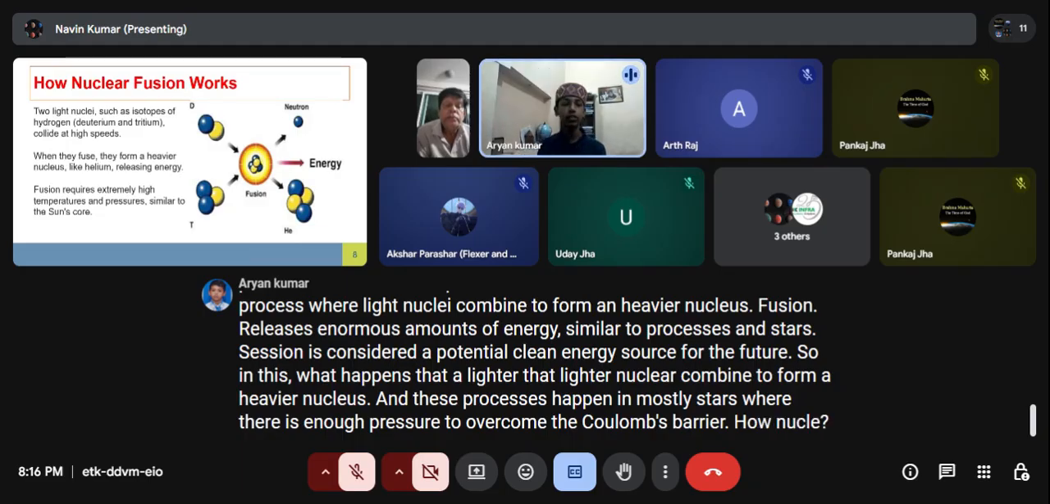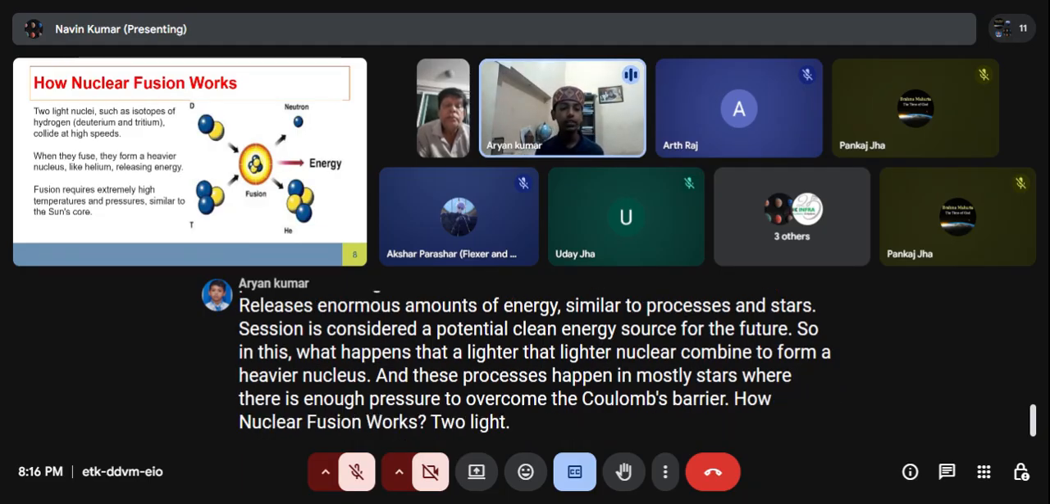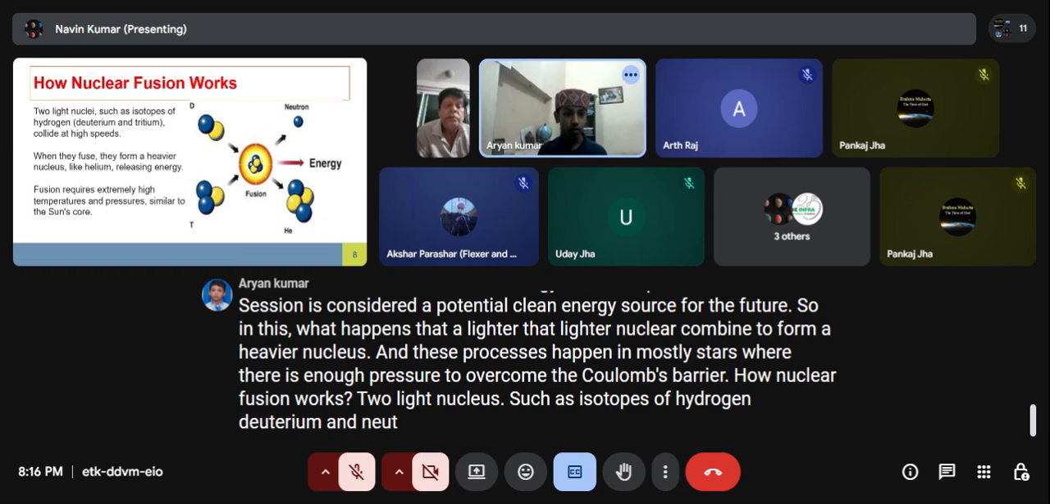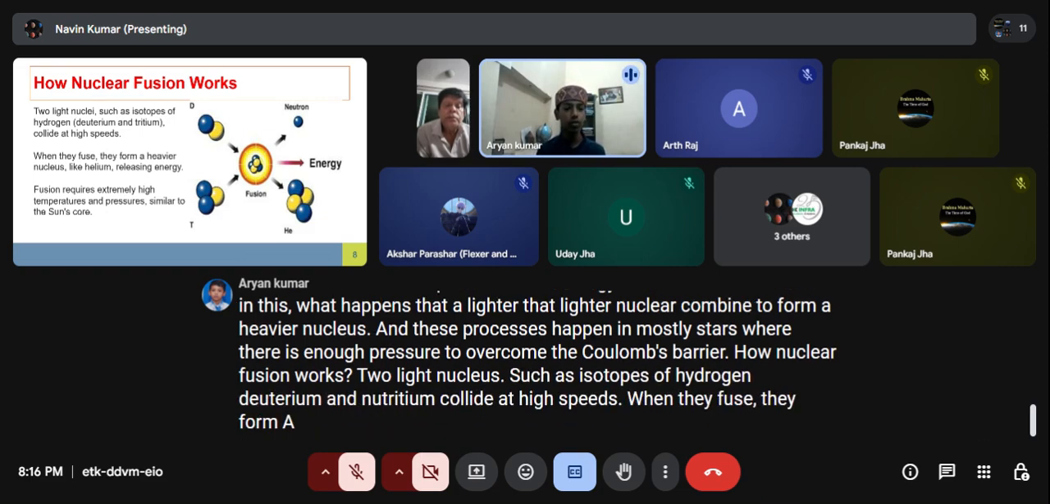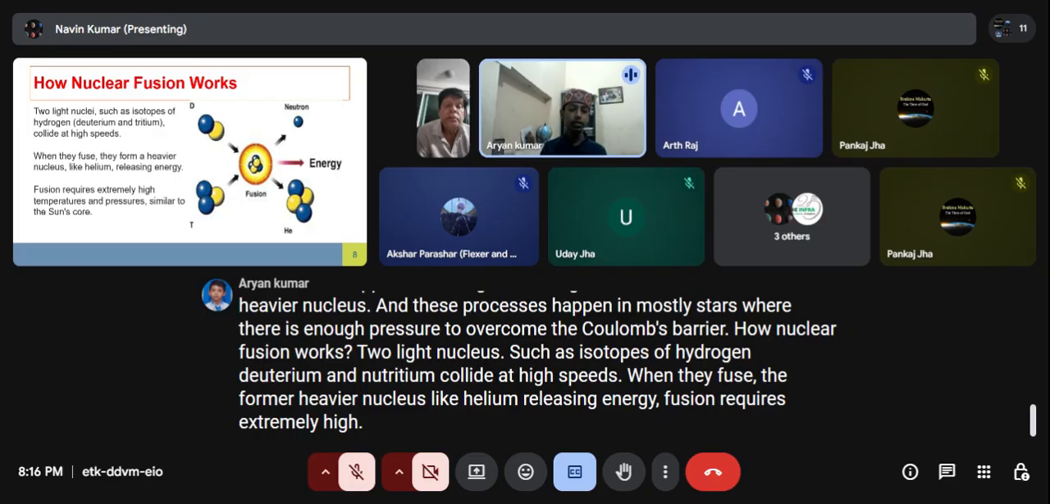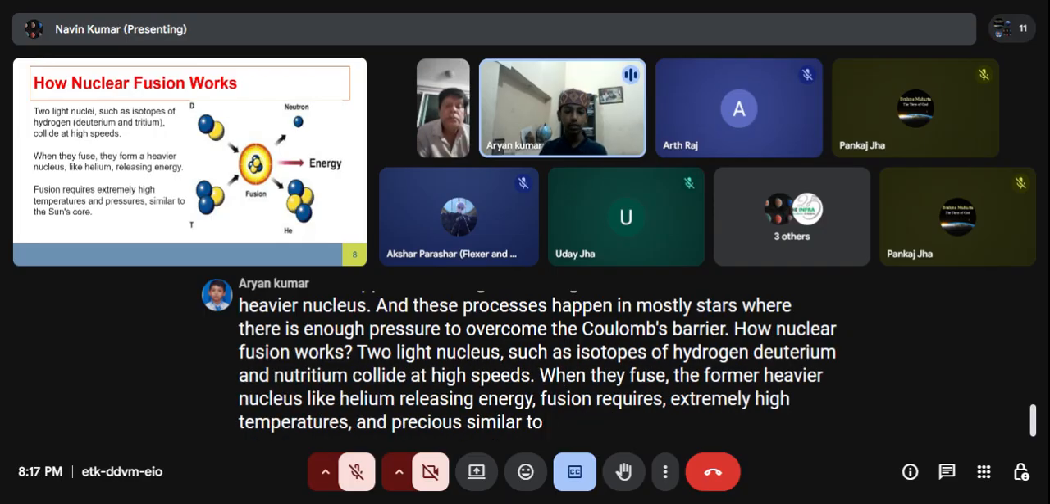How nuclear fusion works. Two light nuclei, such as isotopes of hydrogen, deuterium and tritium, collide at high speeds. When they fuse, they form a heavier nucleus, like helium, releasing energy. Fusion requires extremely high temperatures and pressures similar to the sun's core.